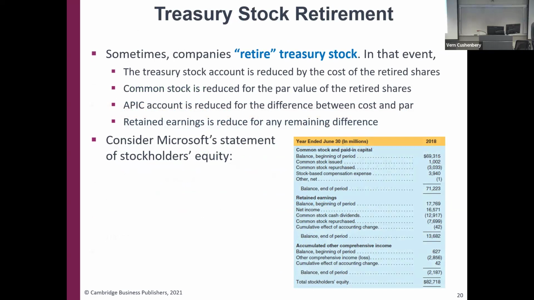Okay, sometimes a company will quote unquote retire treasury stock, and that means that they will forego the opportunity to subsequently sell that back to the market and just say, well, this is retired, it doesn't exist. And when they do that, they just remove it from the statement of shareholders' equity altogether. Common stock is reduced for the par value, additional paid in capital is reduced for the difference between cost and par, retained earnings is reduced for any remaining difference.